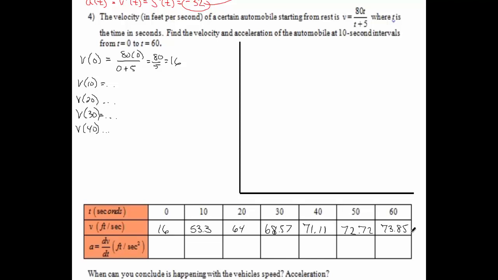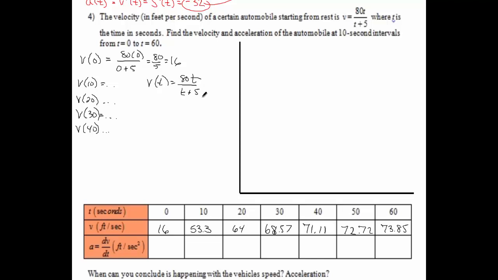Now, one thing we have to find is the acceleration function in order to find the acceleration at these times. So in this case, we come back to our velocity function, which is v of t equals 80t divided by t plus 5, and we find our derivative.